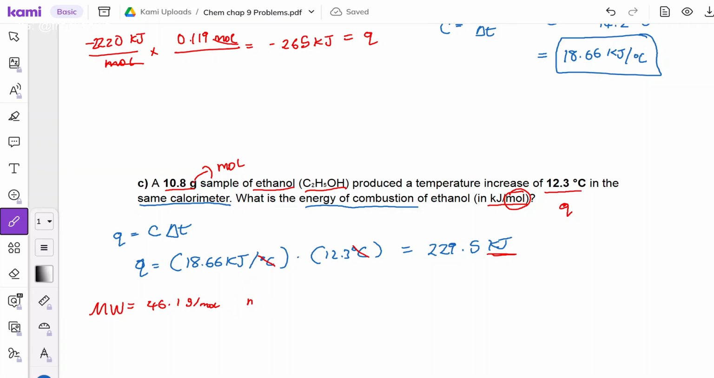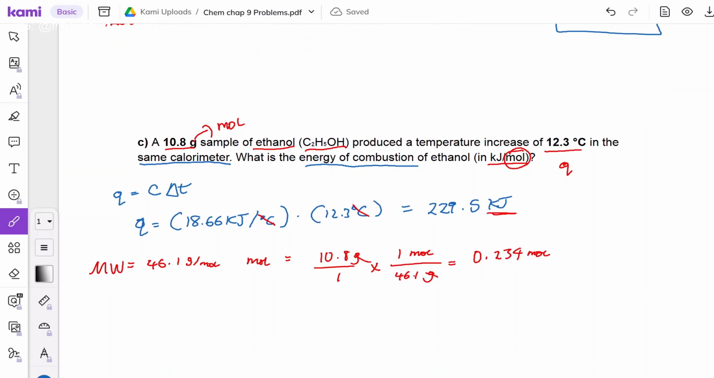So now you're trying to find the moles, and the moles of ethanol is equal to the amount of grams you have, which is 10.8 grams times 1 mole of ethanol over the molecular weight, 46.1 grams. The grams cancel out, and then you get 0.234 approximately moles. And now you have the kJ and the moles. What does the unit say to do? Divide both of them. And you don't even have to think about the concept behind it. If you look at the units alone, you know that this is supposed to be beneath this.